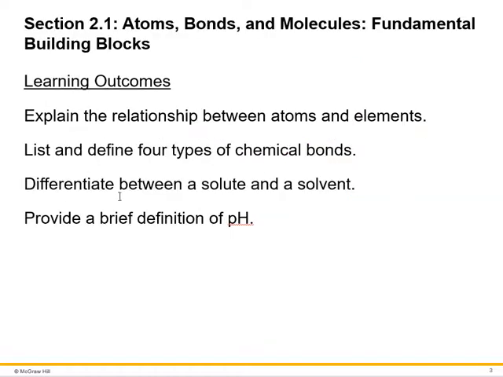And so our learning outcomes for this section are, we're going to look at atoms and bonds and molecules. These are the fundamental building blocks, and so we're going to look at this relationship between atoms and elements and some terminology related to this, list and define 4 types of chemical bonds, and then differentiate between a solute and a solvent, and provide a brief description of pH.